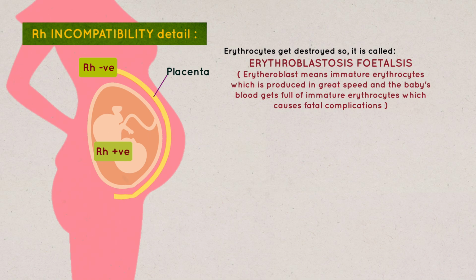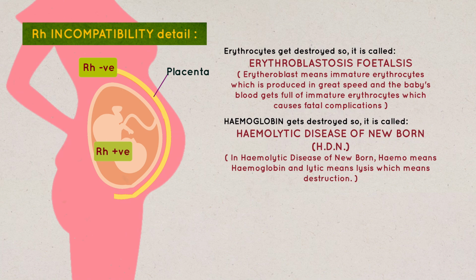In erythroblastosis fetalis, erythroblast means immature erythrocytes, which is produced in great speed, and the baby's blood gets full of immature erythrocytes, which causes fatal complications. Next, the hemoglobins get destroyed. That is why it is called hemolytic disease of newborn. In hemolytic disease of newborn, hemo means hemoglobin, and lytic means lysis, which means destruction.